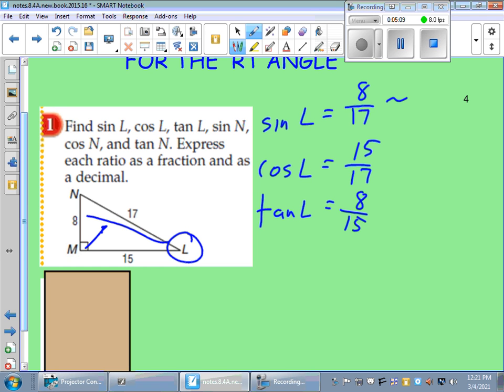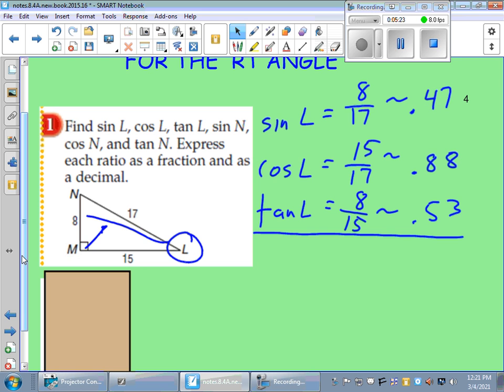That gets you a decimal of about 0.47. 15 divided by 17 on a calculator is about 0.88. And 8 divided by 15 on a calculator is about 0.53. So I kind of like to separate these two. Now I want to go into N's, so sine of N. Let me erase what I did here in blue.